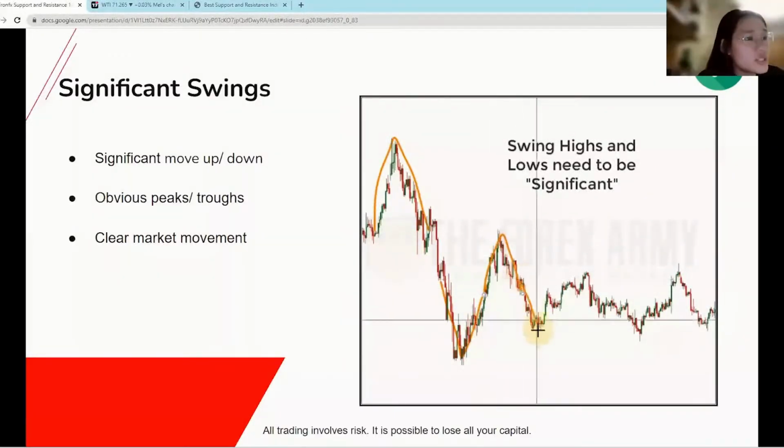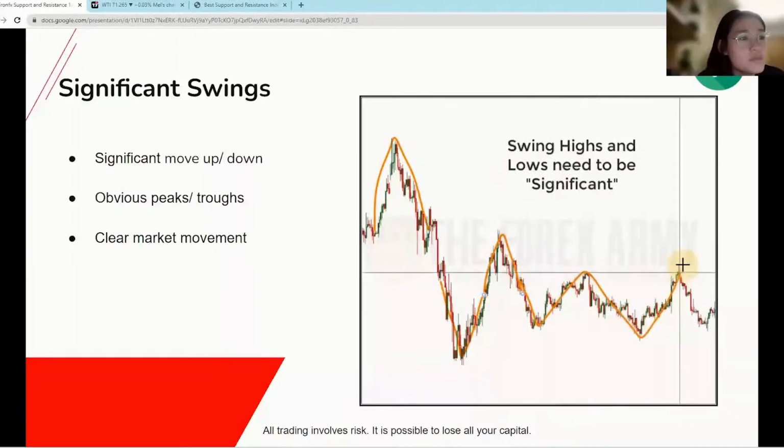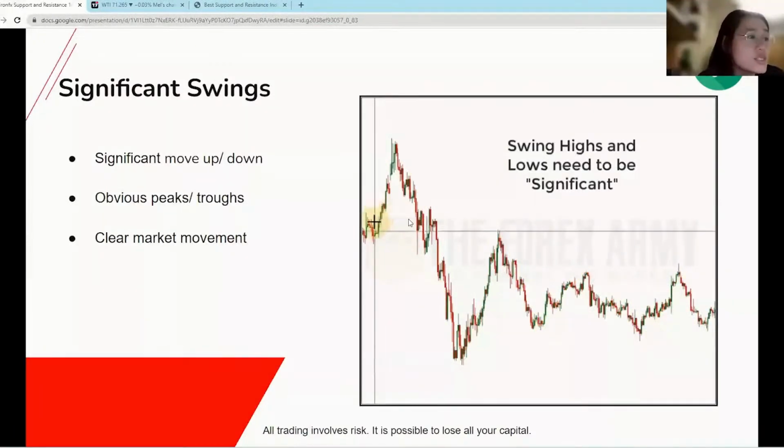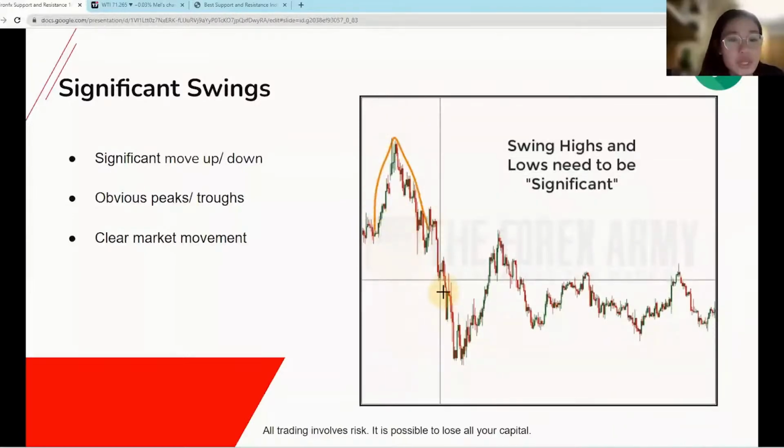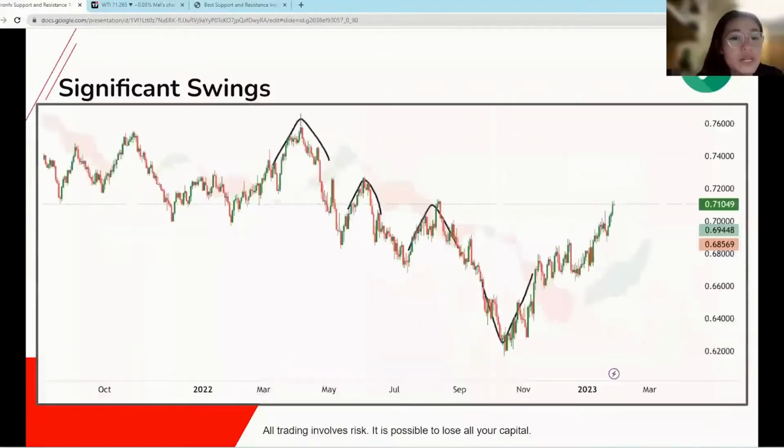So here's the correct example. Yeah, you can see how significant or how clear these peaks and troughs exactly have to be. Okay, here's another example of significant swings. So I've drawn out the peaks and troughs to point out exactly how clear it should be.